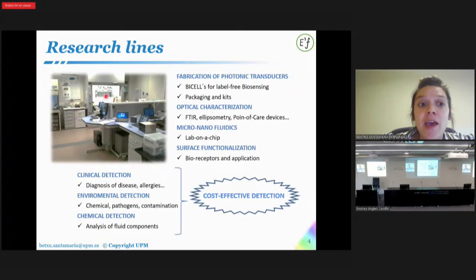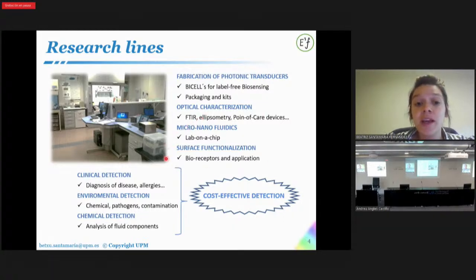In our group, we cover all the research lines, mostly based on light science. We fabricate photonic transducers, B cells for label-free biosensors that I will explain later on, packagings and kits. We also do optical characterization. We have several instruments, for instance, the Fourier transform infrared spectrometer, an ellipsometer, and several point-of-care devices that we have developed. And we also take care of the micro and nanofluidics that we also fabricate and develop in our lab.